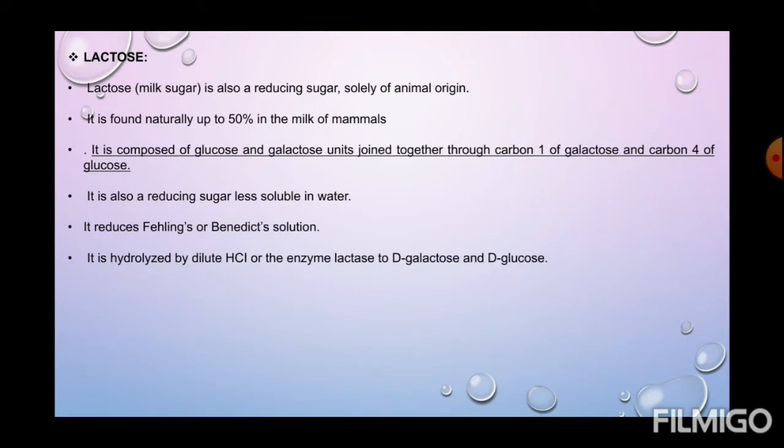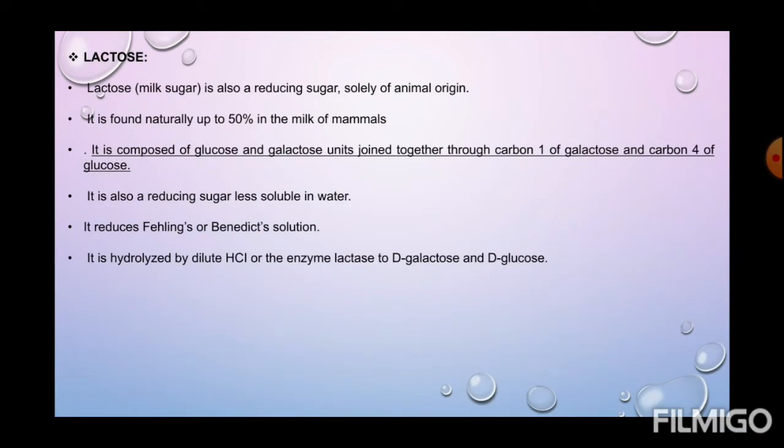Now, it is a reducing sugar. Reducing sugar means it gives a test with Tollens' reagent and Fehling solution, and they are solely of animal origin. Now, what does this mean, animal origin? It means it is produced and secreted from the mammary glands of animals. It is composed of glucose and galactose. Again, glucose, a monosaccharide, and galactose, again a monosaccharide.